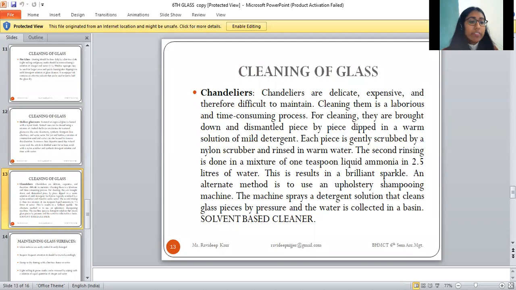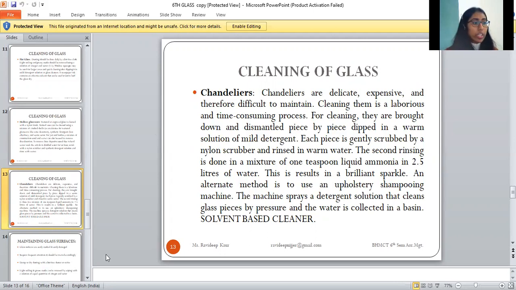We have another way which we could use, which is an upholstery shampooing machine to clean it out. The machine sprays a detergent solution that cleans the glass pieces by pressure, and the liquid is collected in a basin. Solvent-based clean. So if you're not using that ammonia mixture, you could use the shampooing machine, which cleans the glass with a little pressure, and it gets a shine and clean. So this is how we clean chandeliers.